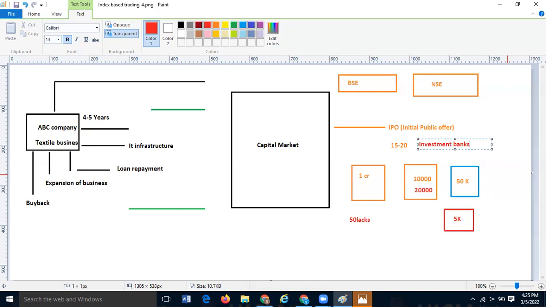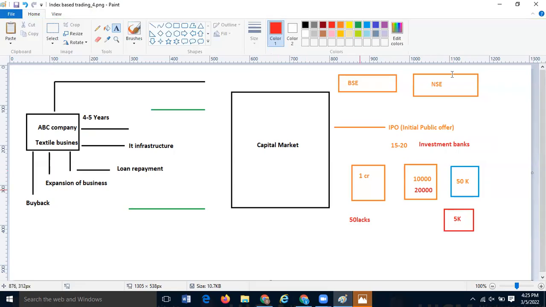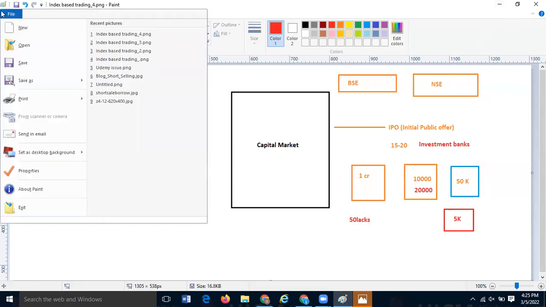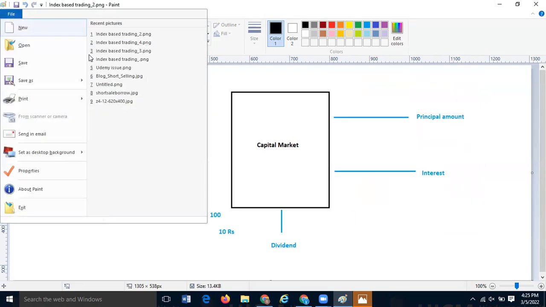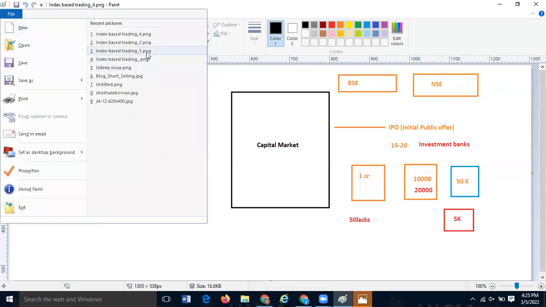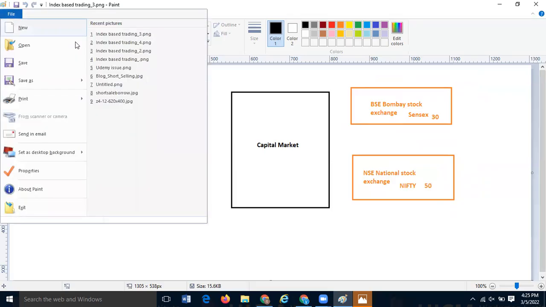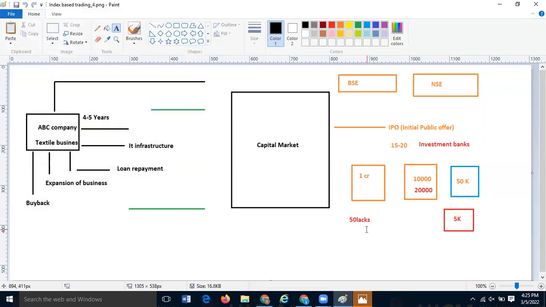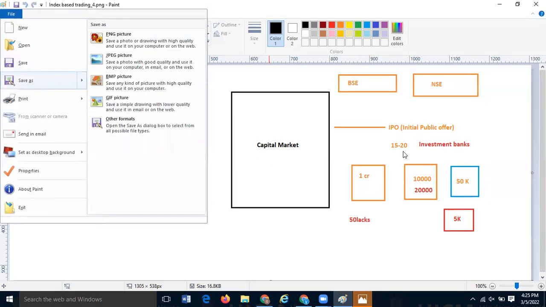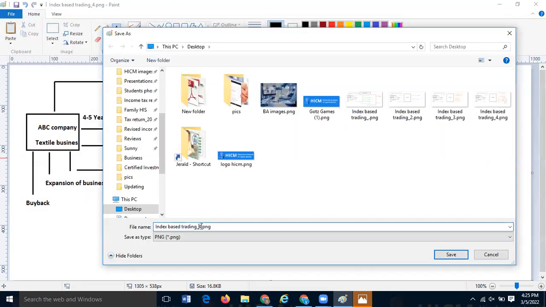Are you getting the gist of it? Yeah? Right? So okay. So this is the fourth. I think the third I've shared. Fourth, this is the one. Second. Okay. So fourth. Okay. Fourth and fifth.